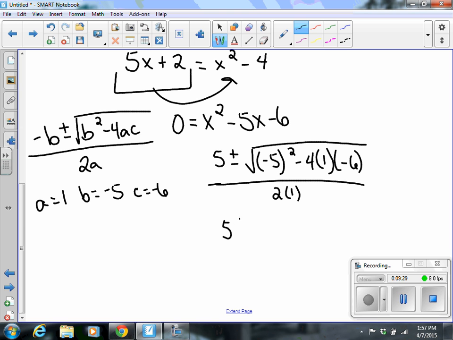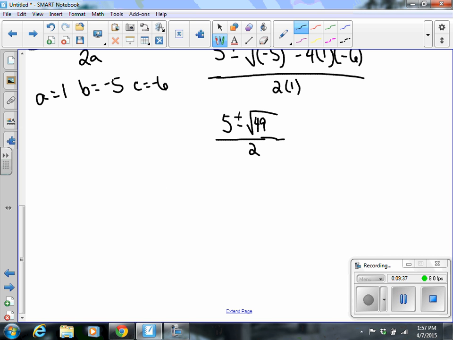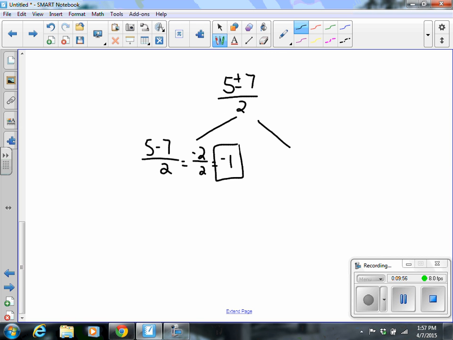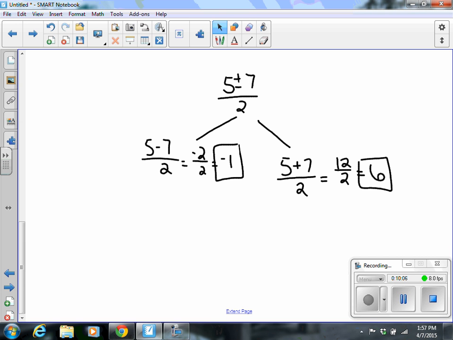So remember, I told you guys to simplify underneath the radical first. So I have 5 plus or minus the square root of 49 all over 2. Well, the square root of 49 actually works out, so we have a perfect square. So I have 5 plus or minus 7 all over 2. I'm going to split this. 5 minus 7 over 2, which is really -2 over 2, which is -1 then. Then on the right side, I've got 5 plus 7 over 2, which really equals 12 over 2, which gives me 6.